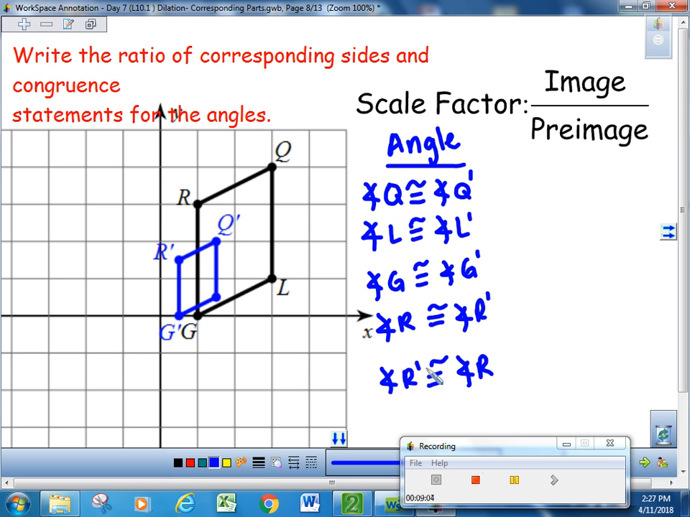This is still a true statement, but I just pick one letter and I just keep all the letters from the pre-image and then all the letters from the image on the other side. On your ratios, though, you have to put the prime side lengths over the pre-image side lengths.